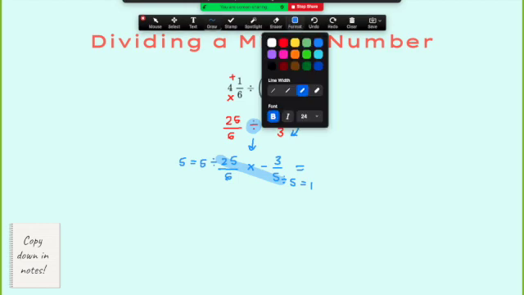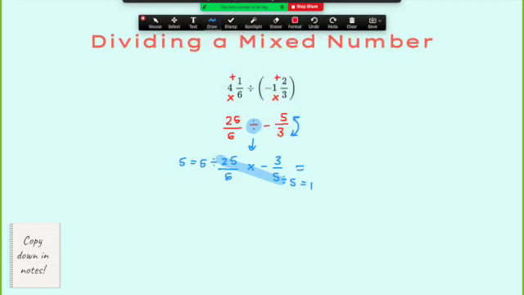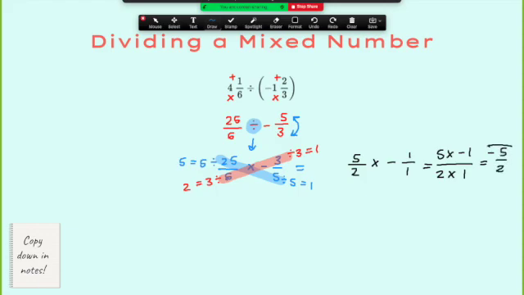And then I could also do the other side too, where I have here 3 and 6. I can divide both by 3. When I divide both by 3, 3 divided by 3 goes to 1. 6 divided by 3 equals 2. So now my new fractions are 5 over 2 times negative 1 over 1. And so that equals 5 times negative 1 over 2 times 1, which equals negative 5 over 2. And that would be almost my answer.